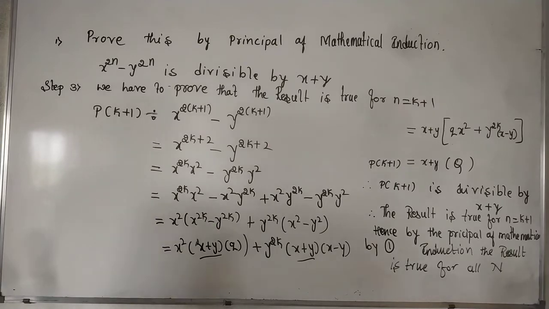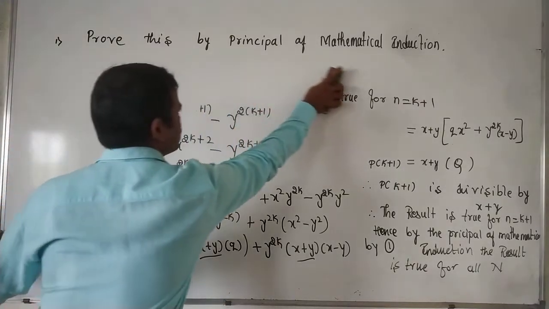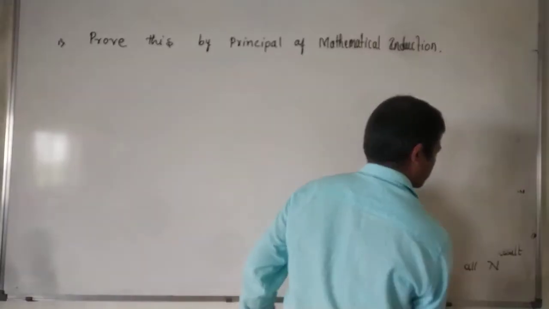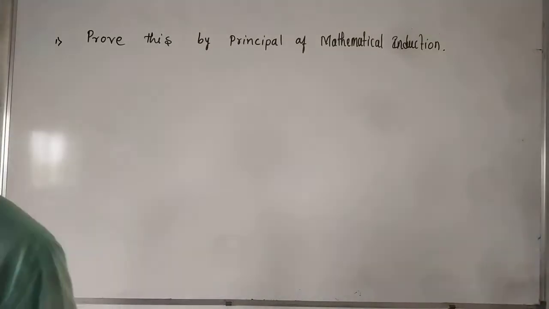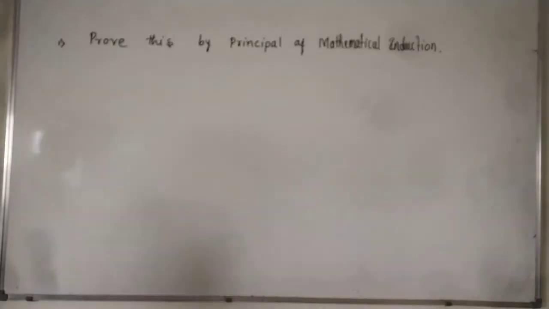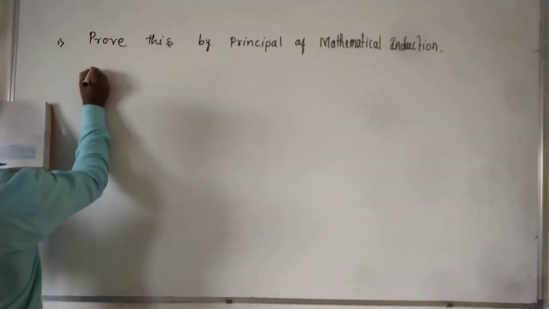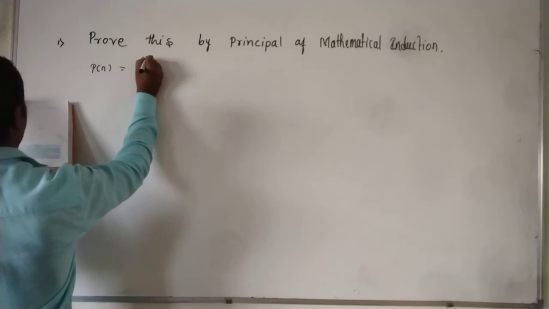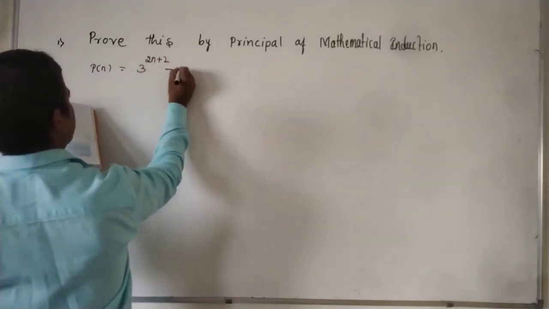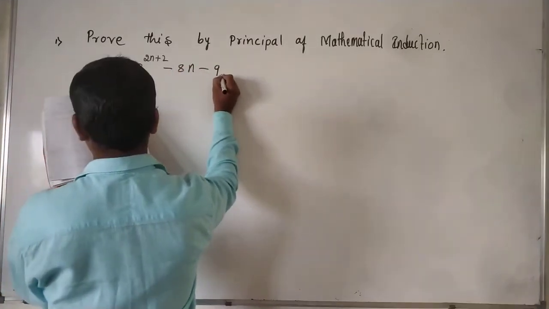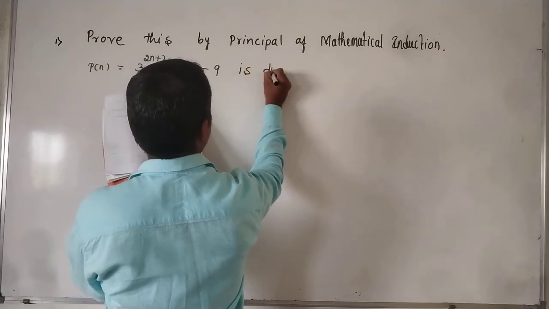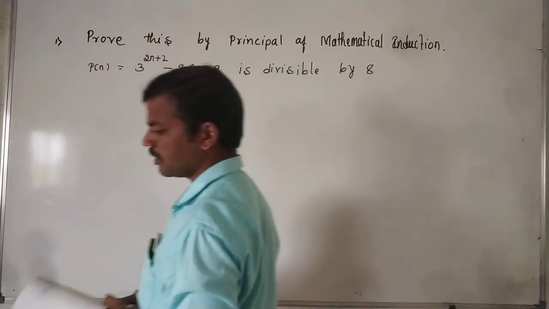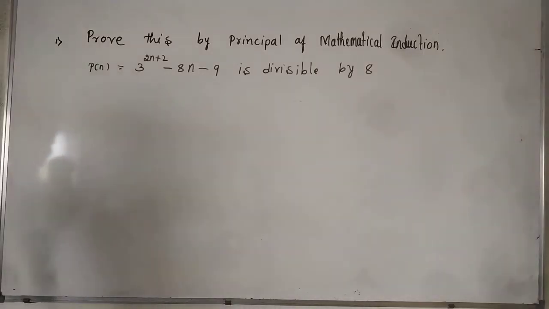So this completes the problem. So next we move to another problem. We have to prove that P of n equal to 3 raised to 2n plus 2 minus 8n minus 9 is divisible by 8. So for this we use the difference method.